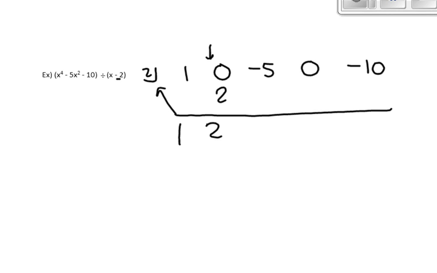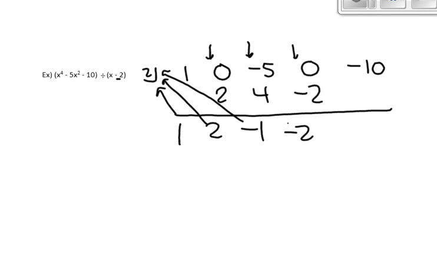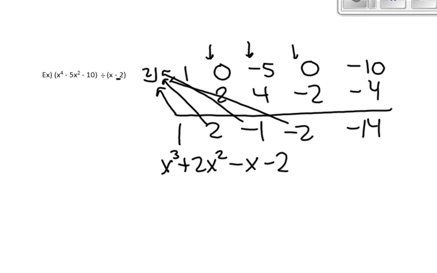and add down. Multiply, add down. Multiply, add down. And multiply and add down. So now let's write it out. X to the 4th divided by x is x cubed, and now go in descending order. Plus 2x squared minus x minus 2 minus 14 over x minus 2.